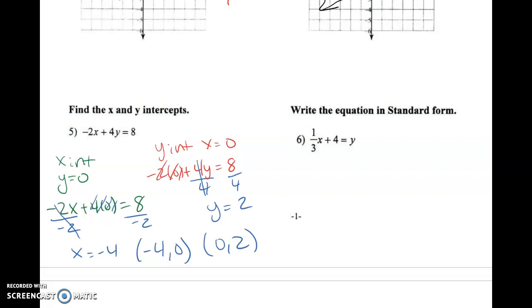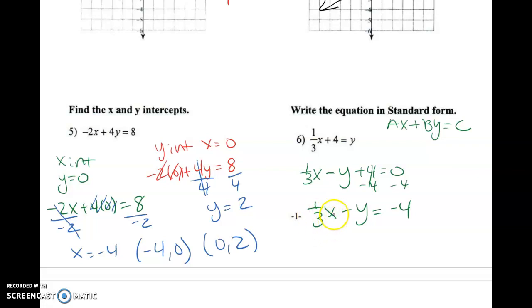Alright, moving on to question 6. We have 1/3 x plus 4 equals y. That's not standard form. Standard form should be ax plus by equals c. So get my x on one side, get my y next, and then get my c on the other side. If I subtract my y, I would have 1/3 x minus y plus 4 equals 0. So I need to move that 4 to the other side. 1/3 x minus y equals negative 4.